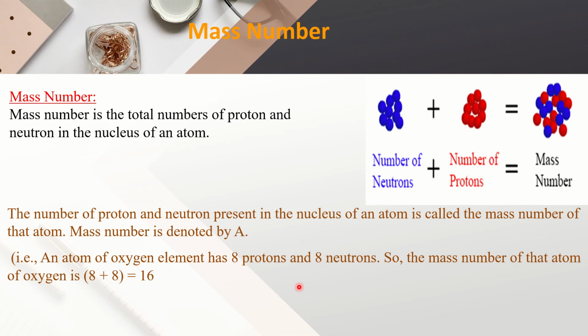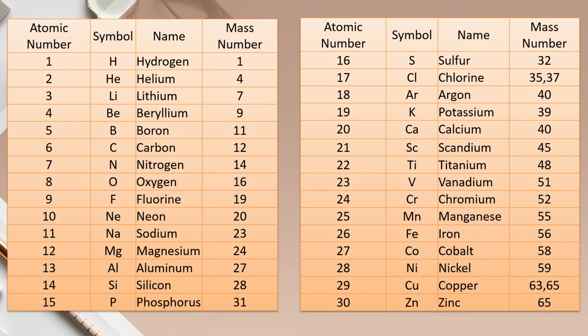Sodium has 11 protons and 12 neutrons in its nucleus, so the mass number of sodium is 23. There is a chart of atomic numbers and mass numbers of some atoms from 1 to 30, that means from hydrogen to zinc. Both the atomic number and the mass number, you have to memorize.